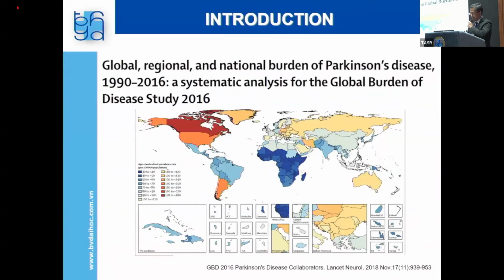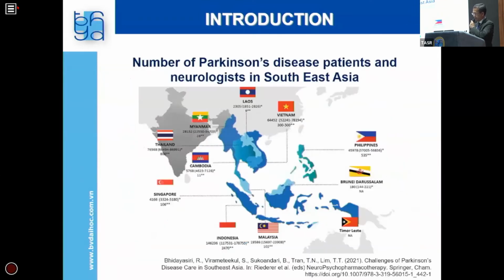This is the map of the prevalence of Parkinson's disease in the world. You can see the prevalence varies from region to region. In our region, the prevalence is about 80 to 100 per 100,000 population. And this map is shown by Professor Virajasri, and you can see the picture of our region, the Indochina region.